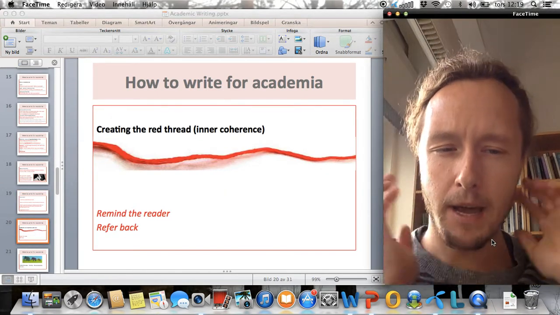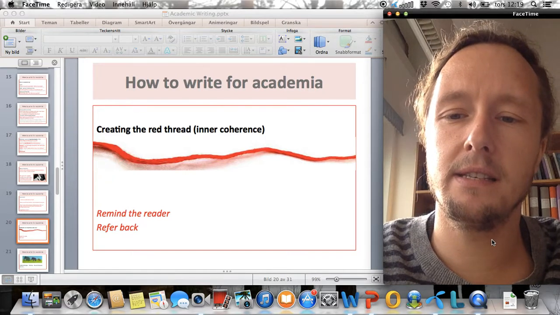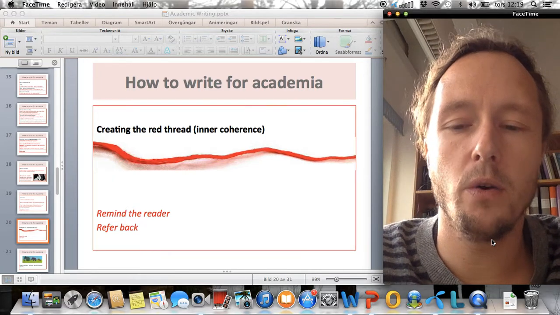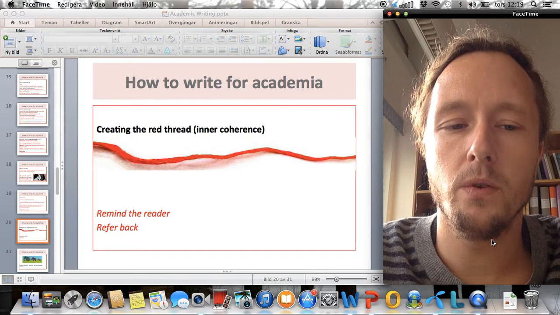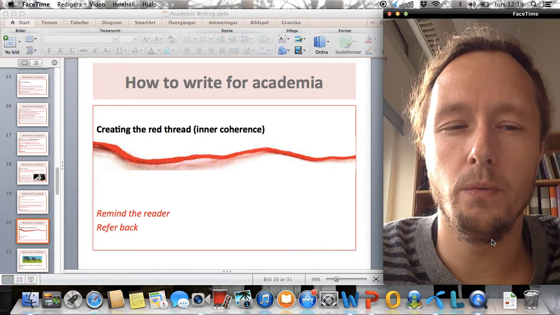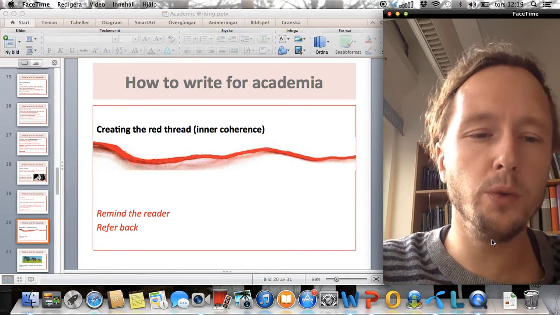Okay, a little bit of my own advice here, on how to create this so-called red thread or inner coherence to get the reader to follow you through the thesis.